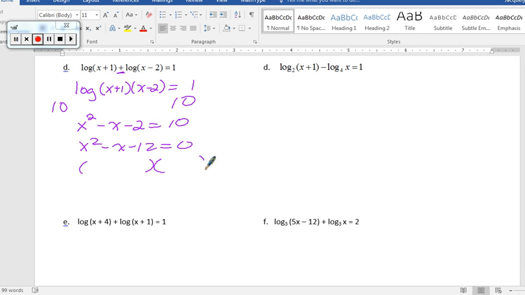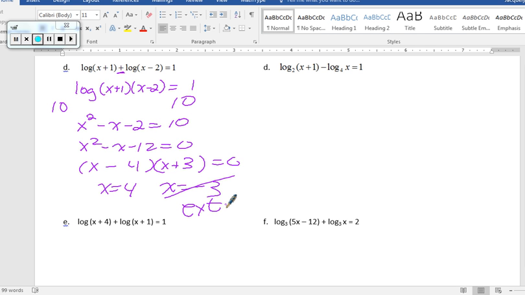This is factorable. So we get (x - 4)(x + 3). So I find x equals 4. X is also equal to negative 3. This is extraneous here because we cannot take the natural log of a negative number. Remembering the graph, we had the asymptote sitting on the y-axis.